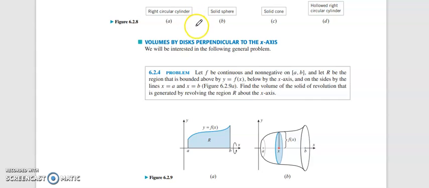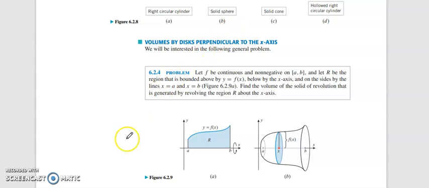Hello, so let us look at the first method of finding the volume of solid of revolution. That is called the method of disk. And here first we'll see the method of disk where the disk is perpendicular to the x-axis. Now when we say disk, that is a circle together with its interior is called a disk.